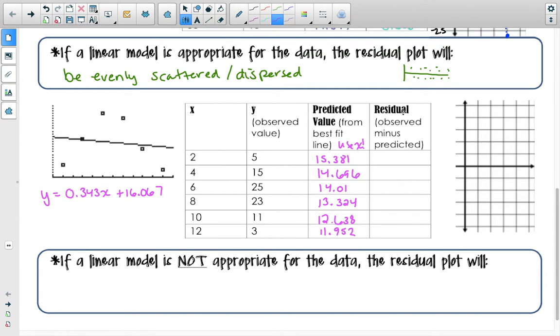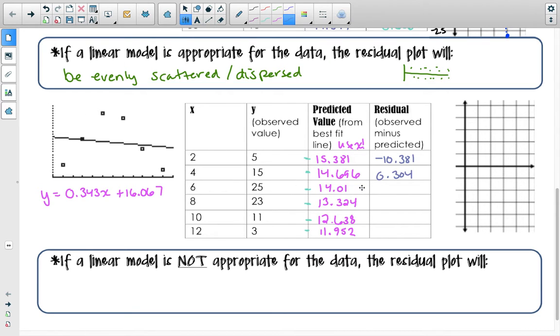So if we look at the residuals, we're going to take the actual value and subtract the predicted, because we want to see how much is left over, how much space is left between the two values. So we're going to subtract these numbers to get the actual residual. When we take 5 minus 15.381, we get negative 10.381. 15 minus 14.696 is equal to 0.304. So that residual is very close because it's almost on the line. This residual is negative because our data point was below the regression equation.